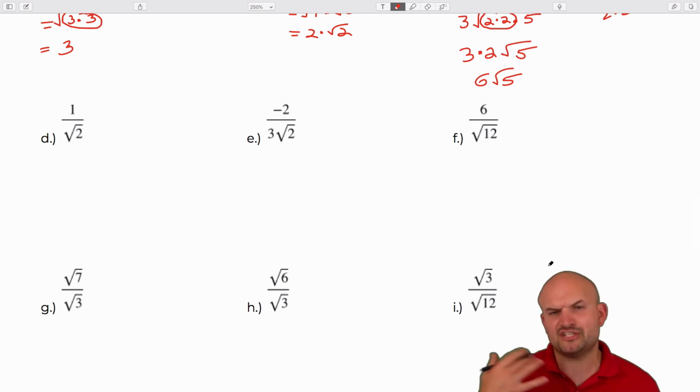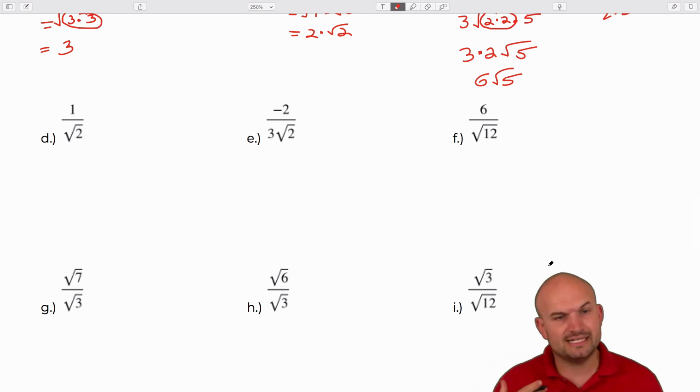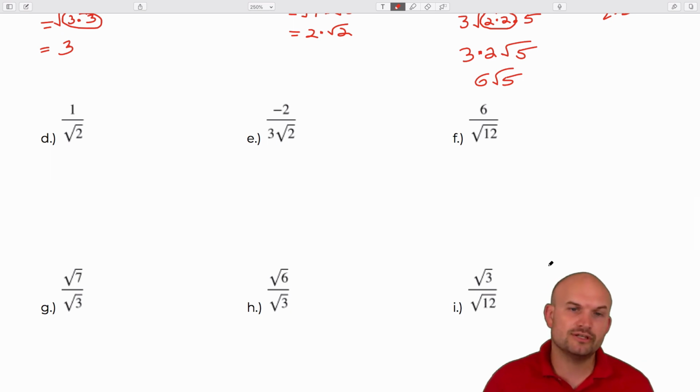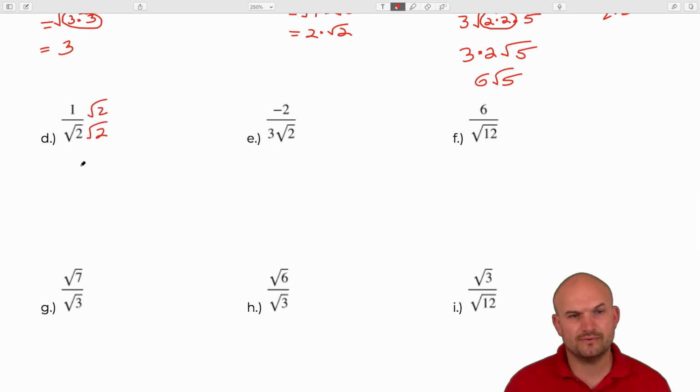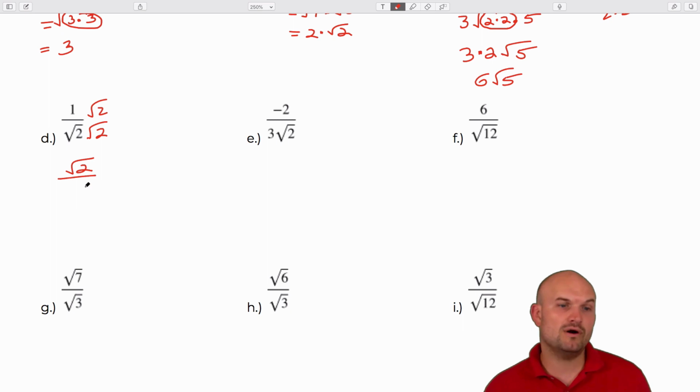So if you have 12 over the square root of 3, to rationalize, you're going to multiply by the square root of 3 over the square root of 3. That's 12 times the square root of 3 over the square root of 3 times the square root of 3, which is 3. And if I wanted to simplify this, I would just multiply by the square root of 2 on top and bottom.